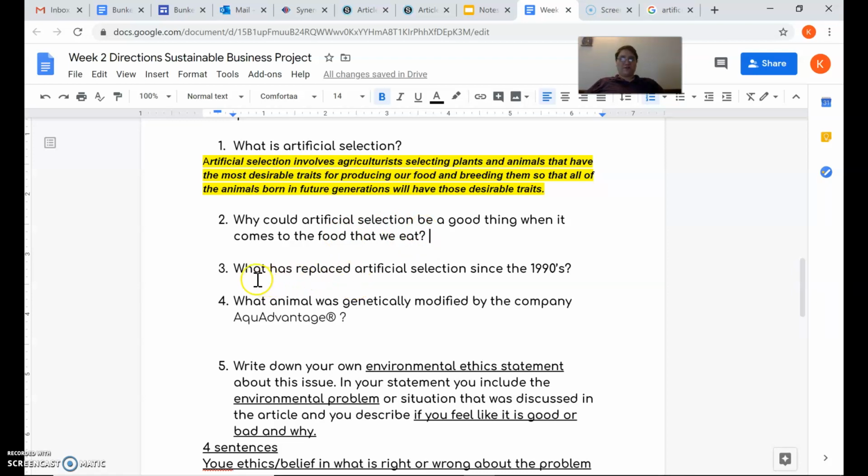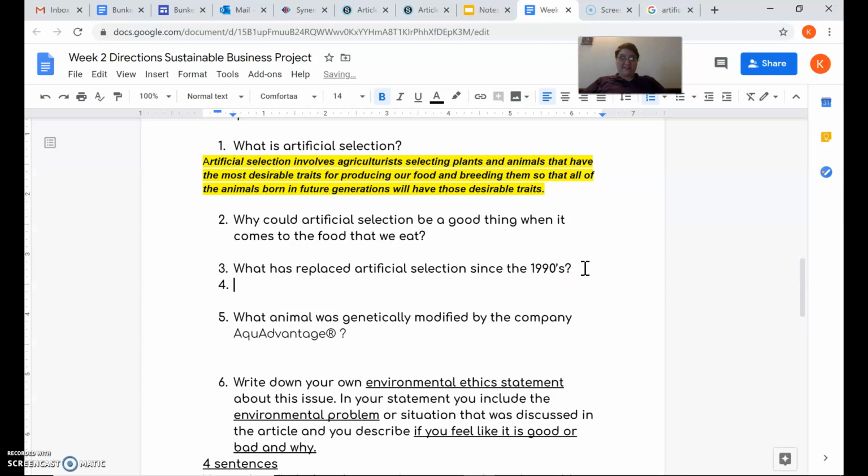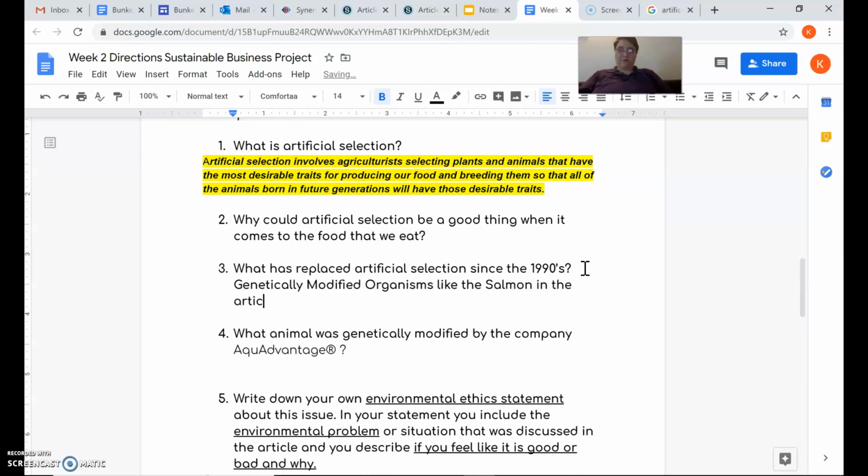The next question says, what has replaced artificial selection since the 1990s? Well, we used to do a lot of artificial selection for almost everything. And now we're using genetically modified organisms. So that's your answer for question 3. Genetically modified organisms, like the salmon in the article.